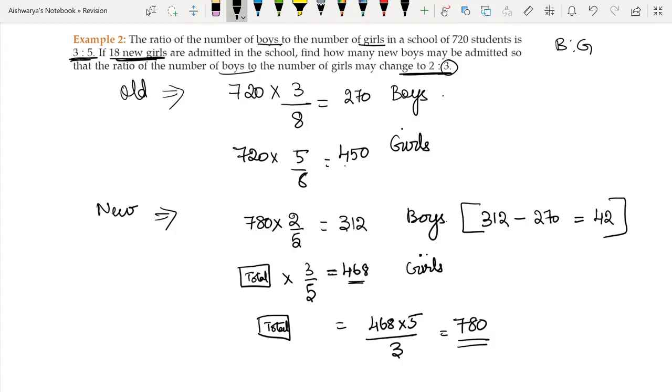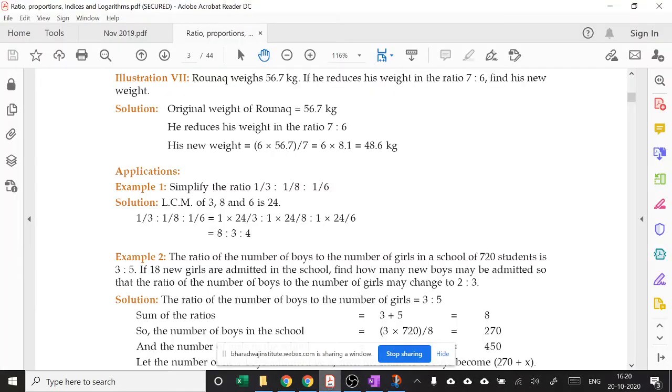Are we clear with this? Let us go to the next type of question.